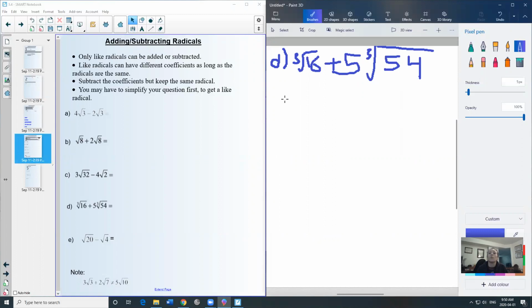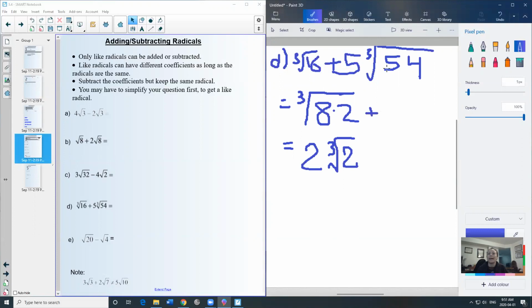Okay? Now, we can take the square root of 16, but not the cubed root. Remember, cubed would mean something times something times something. So these ones are going to be a little bit tricky. So what I can do is I can take 16 and I can break it up into 8 times 2. Now, the reason I would want to do that is because I can take the cubed root of 8. The cubed root of 8 is actually 2. So this will give me 2 times the cubed root of 2.